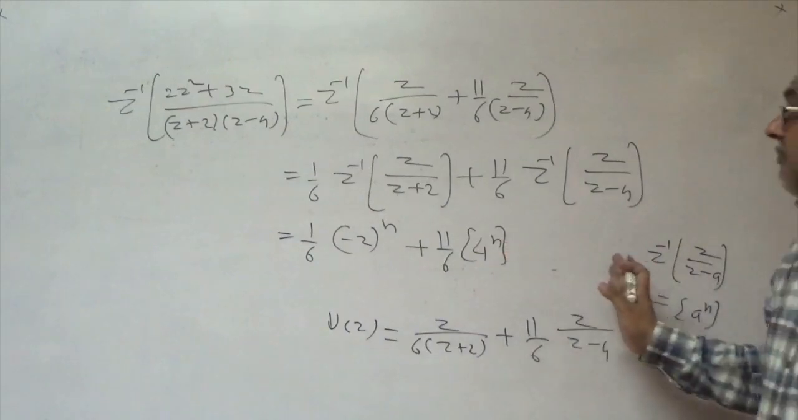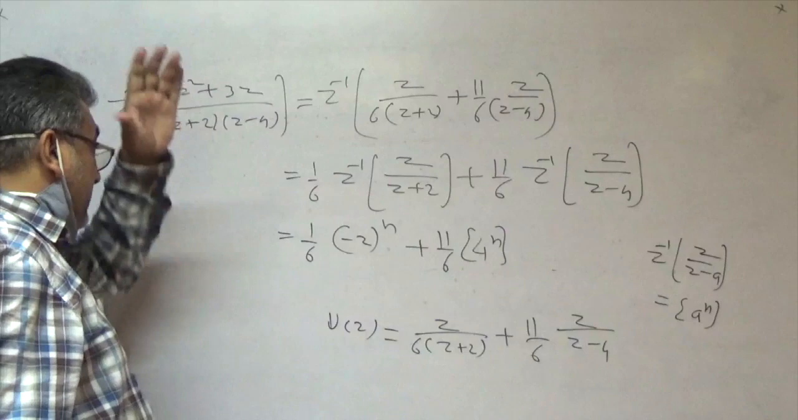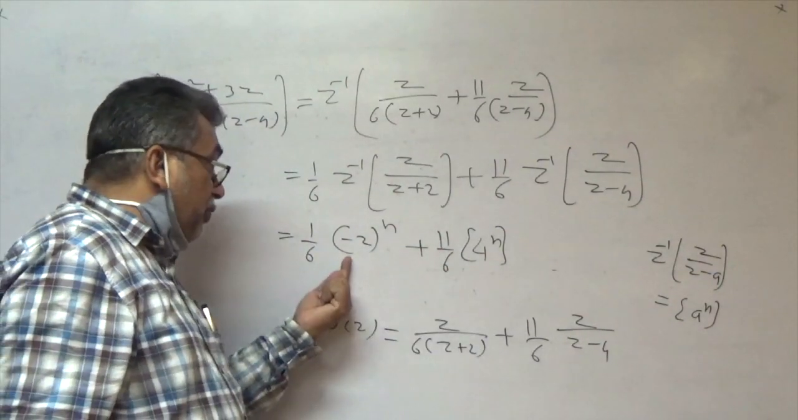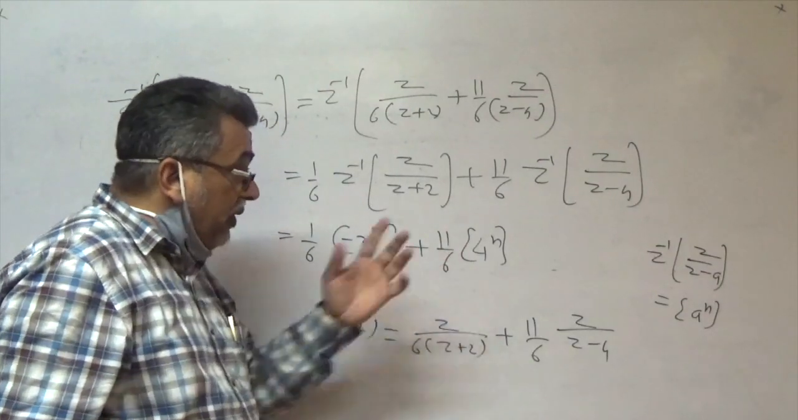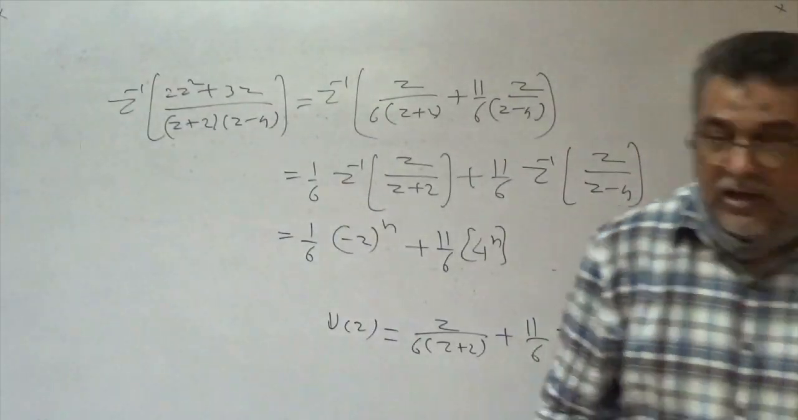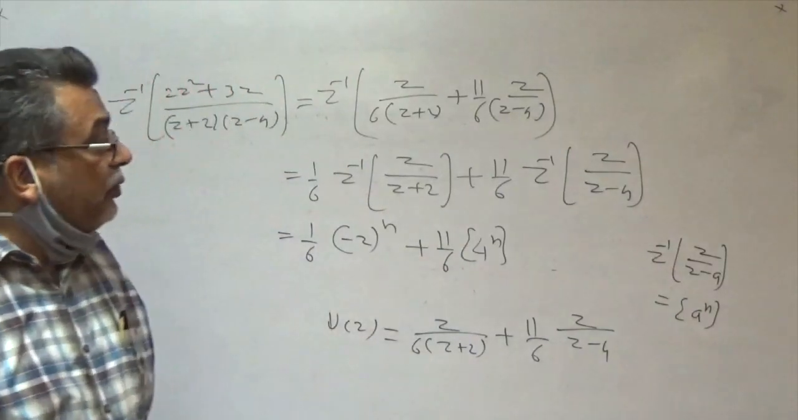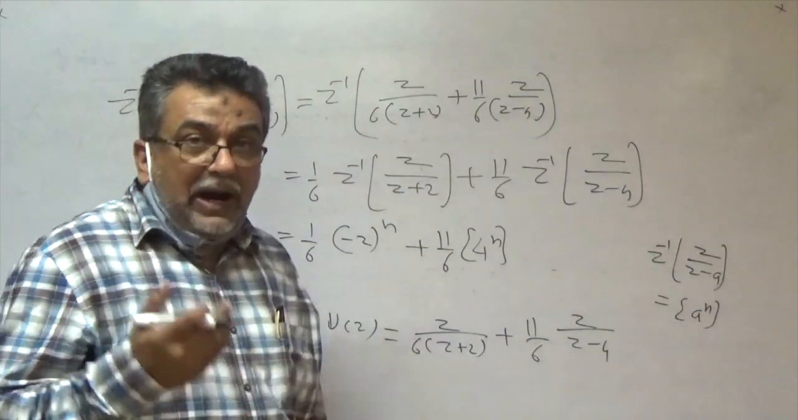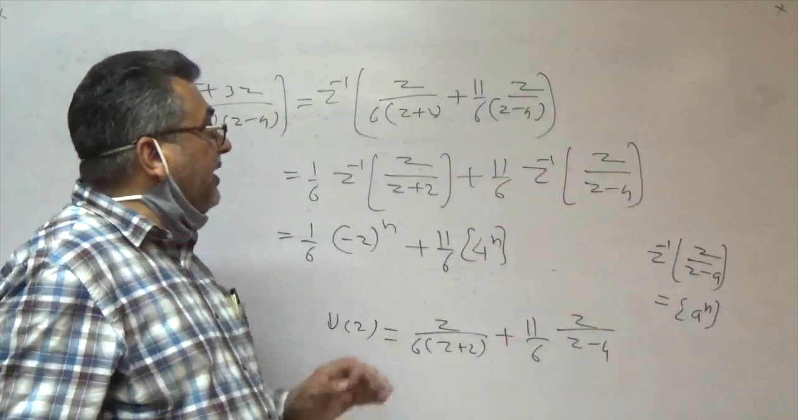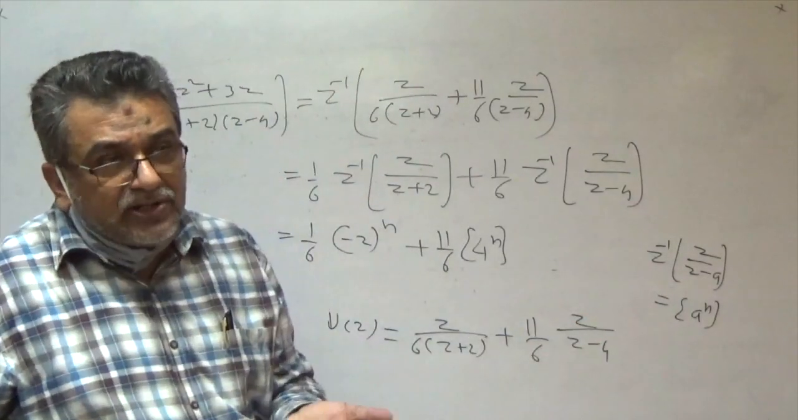This is the required inverse Z transform. Here you will get the inverse Z transform as a sequence of minus 2 to the power n and 4 to the power n by this formula directly. The first concept is that if there is a fractional type of function of Z, then firstly you have to apply partial fractions, separate them into fractions of linear factors, and then use this formula directly, and you can find your required inverse Z transform.